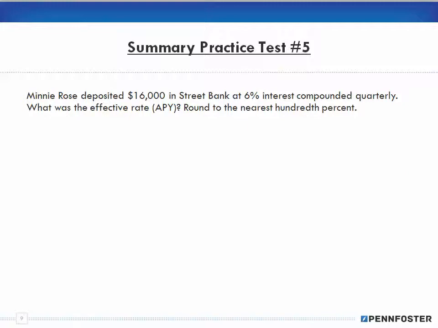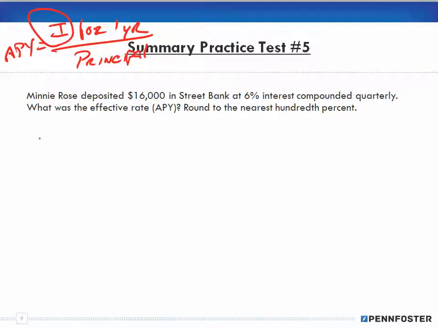Minnie Rose deposited $16,000 in Street Bank at 6%, compounded quarterly. What was the effective rate? Round to the nearest 100th percent. Remember, APY is equal to the interest for 1 year over the principal. So what we need to know is what the interest is. We're going to take the 16,000 and we need to know how much that is in the future, which includes the principal plus interest. And then we're going to subtract out the principal, so all we're left with is just the interest to be able to plug into our formula.